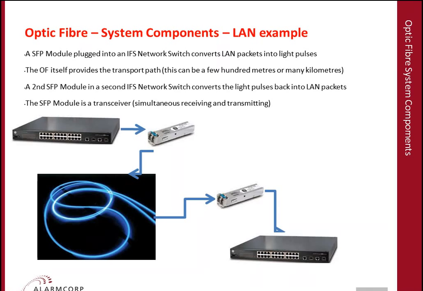Now, the SFP modules are actually transceivers, so they do simultaneous transmit and receive. And the main reason why you would use an optic fiber for your network backbone is distance. With a normal Cat5, Cat6 cable, we are limited to 100 meters total length. Obviously, if we have to go beyond 100 meters, we need to find an alternate transmission medium, and this is where optic fiber can work very, very well. But there are other advantages to optic fiber, and we will cover those shortly.